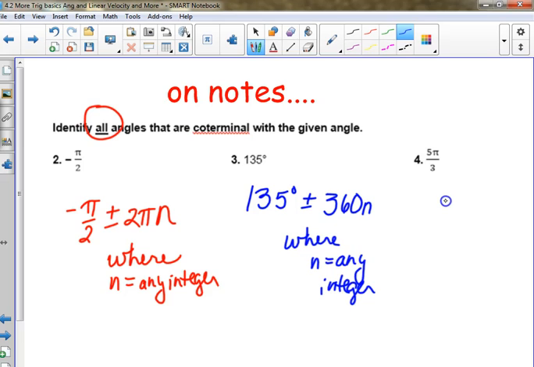And number 4, you just have 5/3 pi plus or minus 2 pi n. All right, are we good on that? That was review as well.